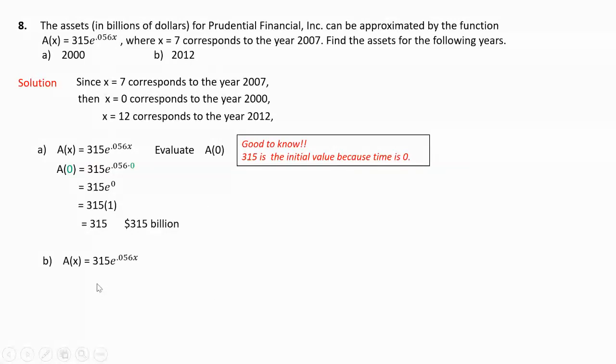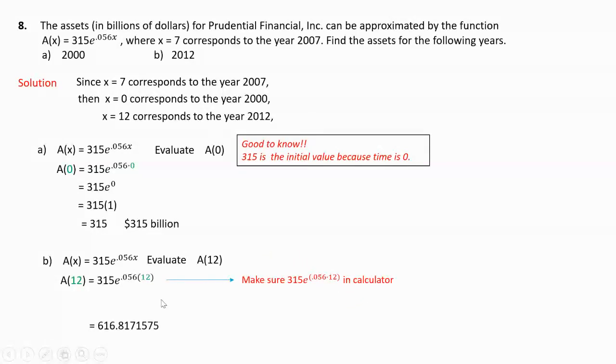Okay, now for the B part. We're going to find A of 12, which means I'm going to plug in 12 for the x. We put it in the calculator, guys, and we're going to get 616.817. So it's going to be $616.8 billion. That's the approximate.